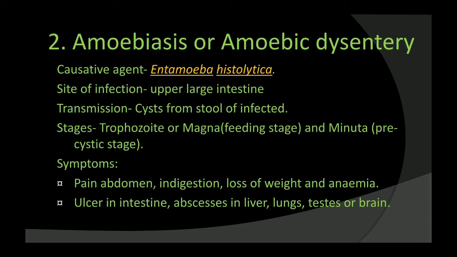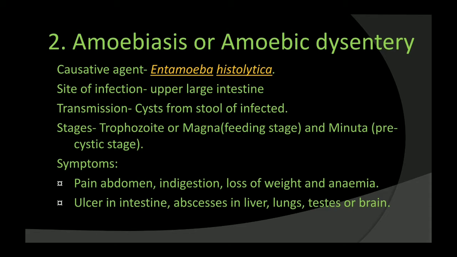So once again I welcome you back to the second protozoan disease, that is amoebiasis, also called Amoebic dysentery or Amoebiasis. The causative agent for amoebiasis is Entamoeba histolytica. It's a type of protozoan. The site of infection is the large upper intestine, and transmission is from the cyst of an infected person's stool.